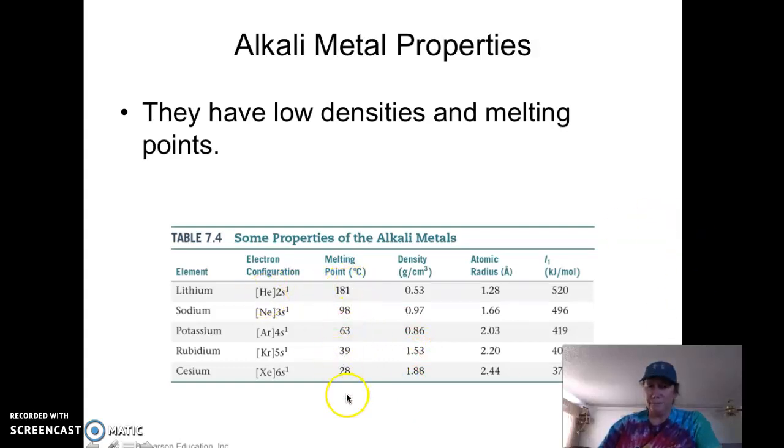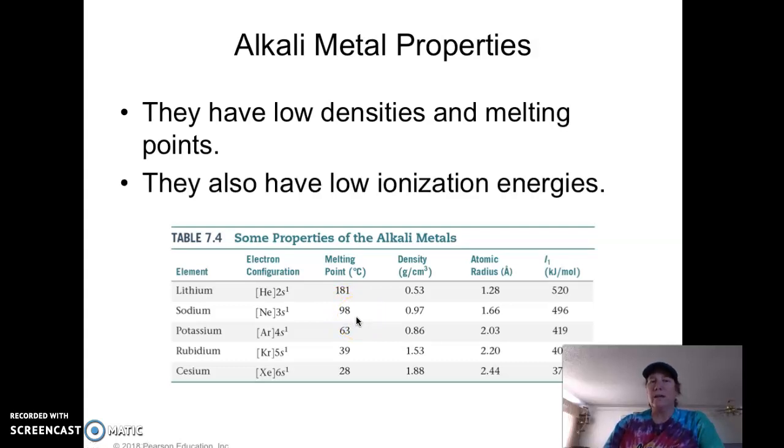If you have a piece of sodium, which is a common thing they have in lab, it would melt in your hand, but it would also burn your hand because it would react with it. So alkali metals have low densities, low melting points, and low ionization energy. In other words, it doesn't take much energy to take away their electron because they only have 1 on the outside. The choice is give up 1 or pick up 7. They're going to give up 1.